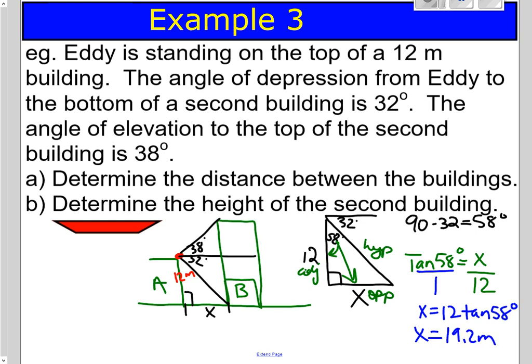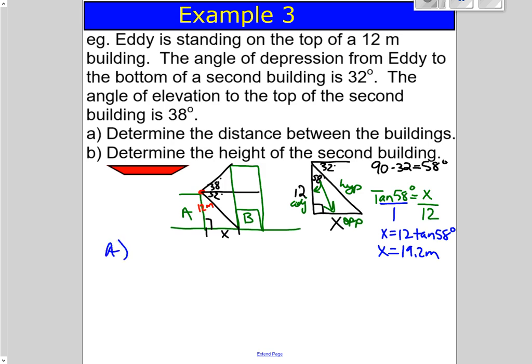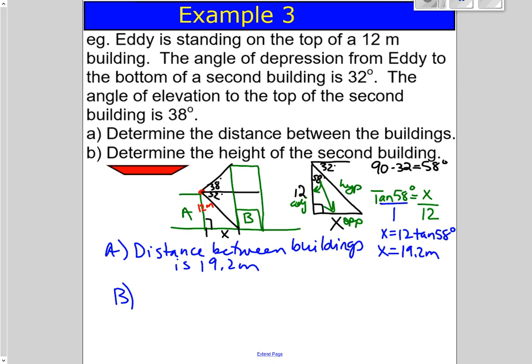So the distance between the two buildings is 19.2 meters. All right, let's go for B. What is the height of the second building? Oh, jeepers. Okay, well, I know part of it. I know that my height between here and here is 12. I just need to figure out this part right here.